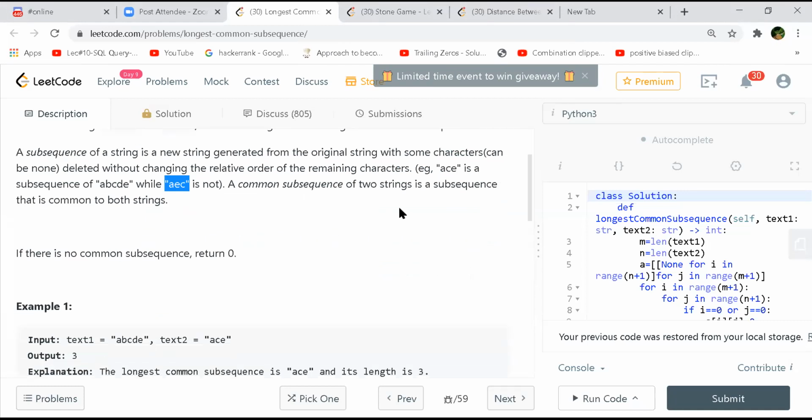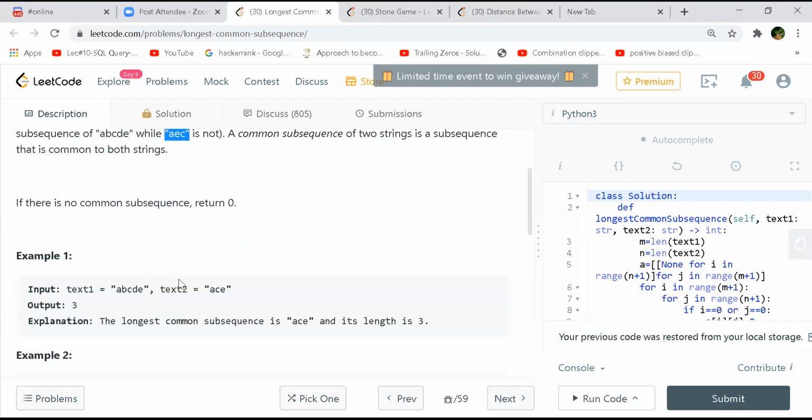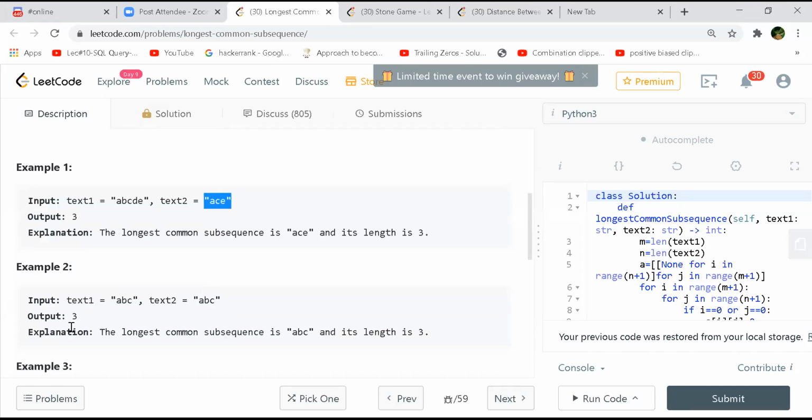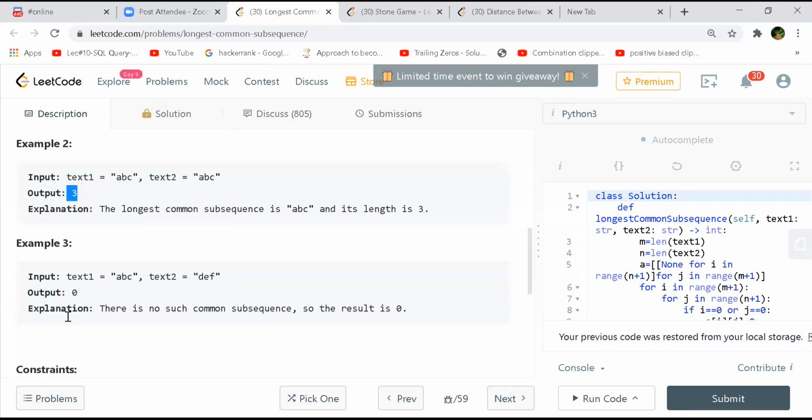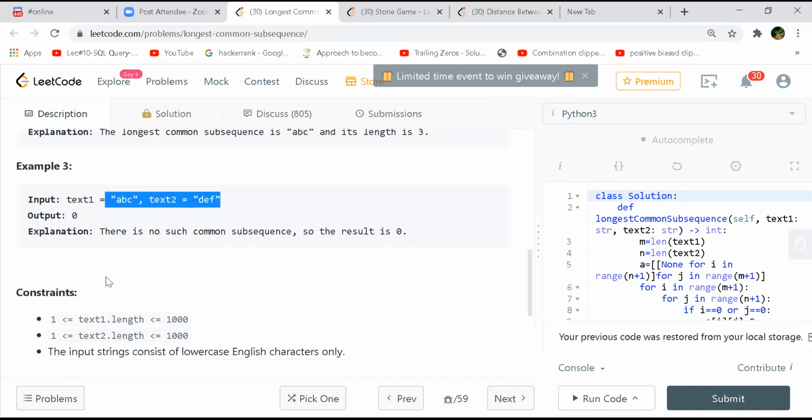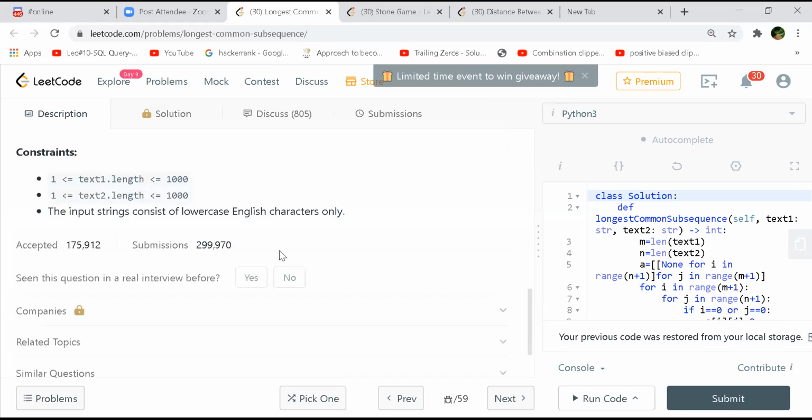And a common subsequence of two strings is a subsequence common to both, and if there is no common subsequence, you return zero. So here the length is 3, that is ACE, and here you have again 3, ABC. We don't have anything common in these two, so 0. And these are the constraints. Both lengths will be up to 10 to the power 3, text 1 length and text 2 length, and the input will consist of only lowercase English letters.